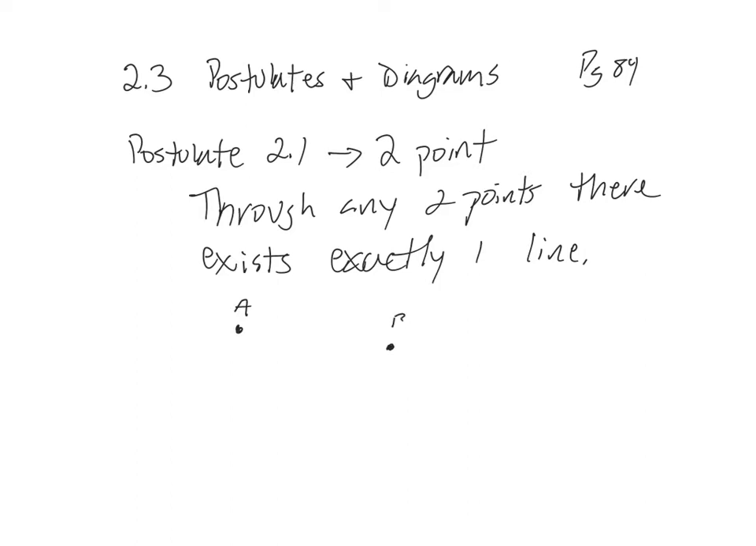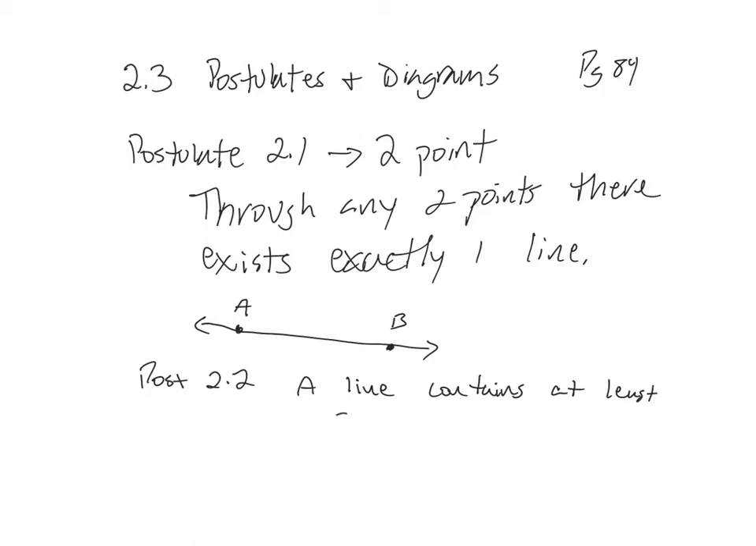So here I have points A and B. How many lines can you draw through them? Well, just one. That's all it's saying. And so postulate 2.2 goes with the same idea. A line contains at least 2 points. So it's kind of going backwards. If you have a line, you have 2 points. If you have 2 points, you have a line.